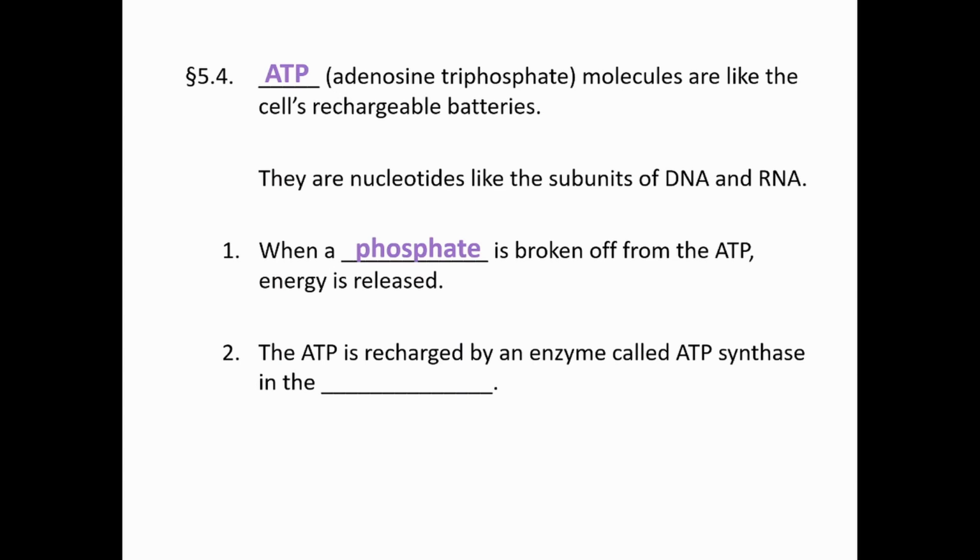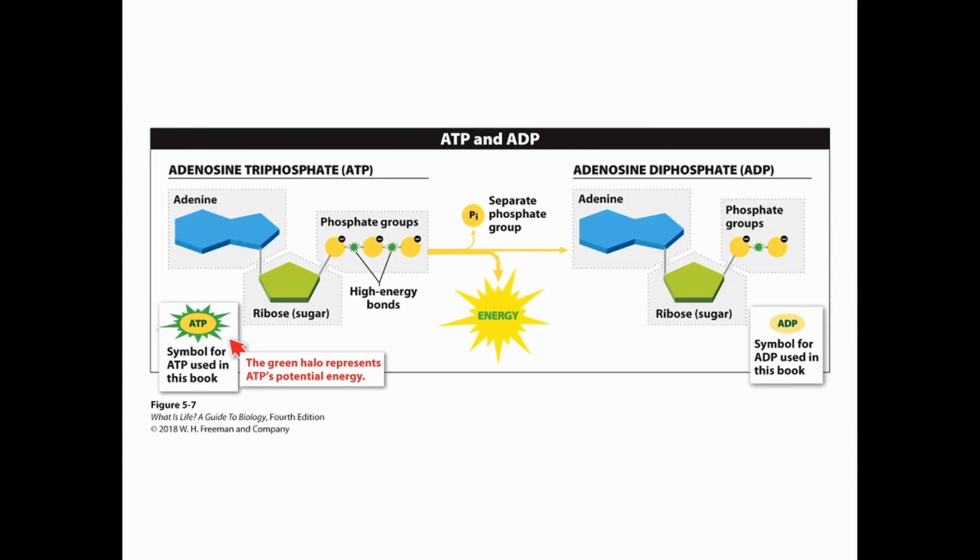When we break off a phosphate group from ATP, energy gets released. And when we need to recharge ATP, we do so using an enzyme called ATP synthase found in the mitochondria. So let's look at how we actually utilize ATP and ADP.